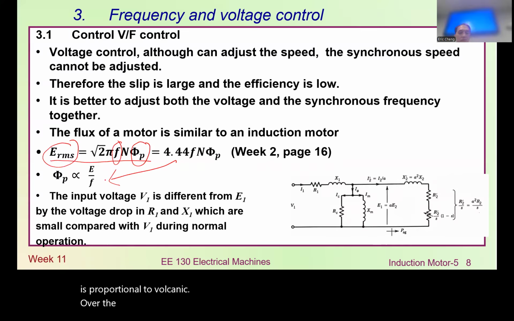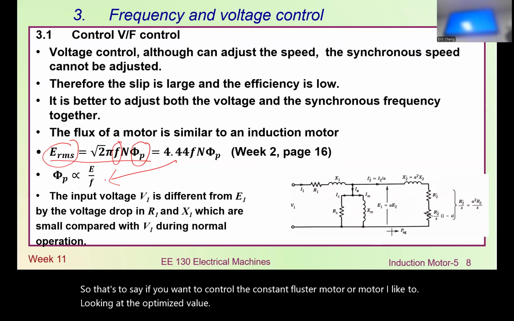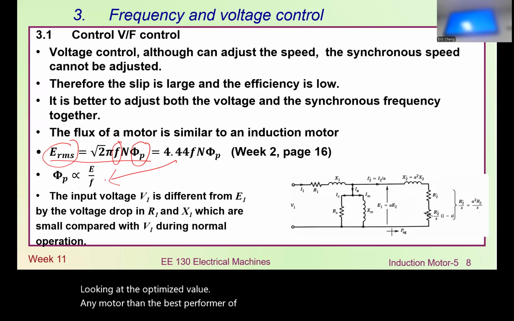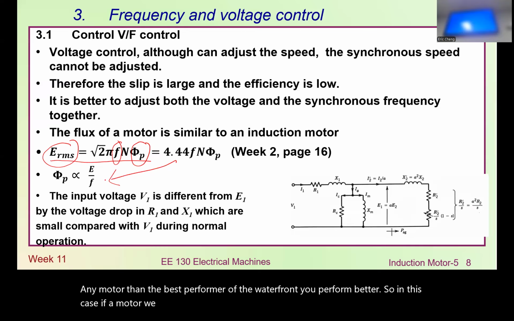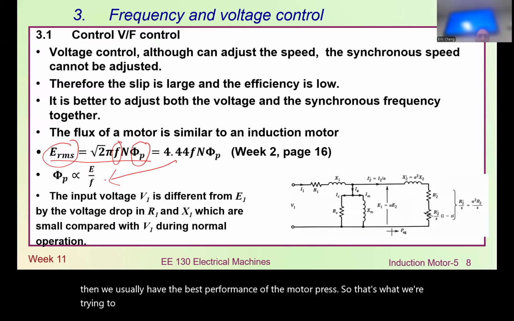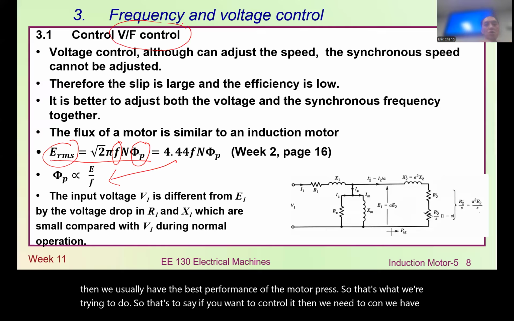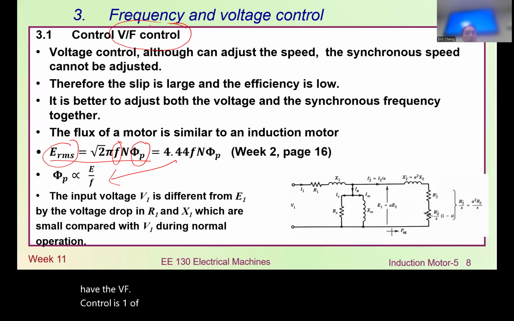So if we want to keep constant flux in a motor, we like it to be working at the optimized flux value. For any motor, you know the best performance comes at the best flux. So if for a motor you find a certain voltage and frequency ratio, then we use the same ratio, and we usually get the best performance of the motor flux. That's what we're trying to do. So if you want to control it, then we have V/F control, which is one of the popular methods we tend to work on.